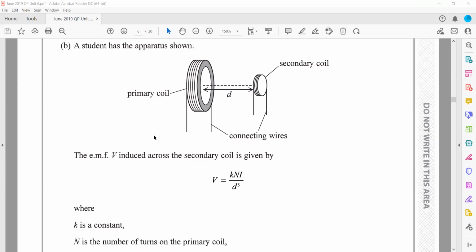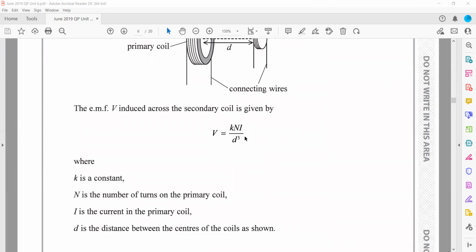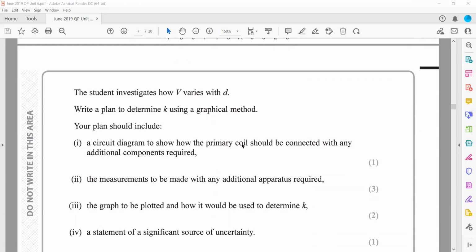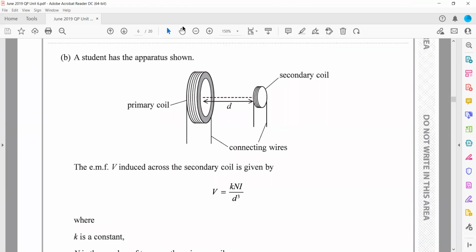Then the student uses the apparatus as shown. So two coils are there. The EMF induced across the secondary is given by a formula KNI over DQ. Draw a circuit to show how the primary coil should be connected with an additional component. So what we want, I is the current in the primary. So this is a primary coil.